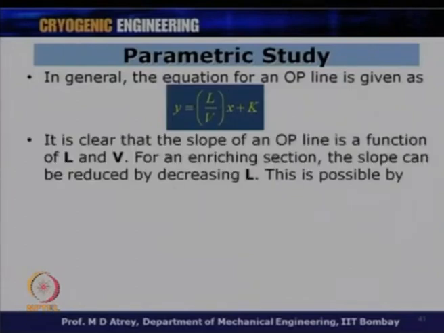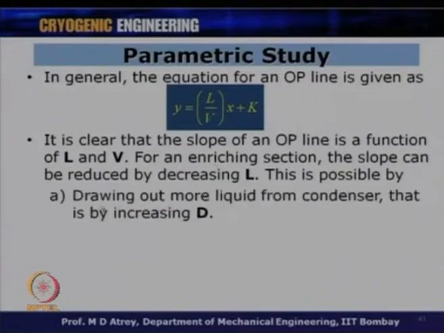It is clear that the slope of an operating line is a function of L and V. For an enriching section, the slope can be reduced. So, if I want to change the slope, I can change it by changing either L or V. For the enriching section, what we have is a condenser. This condenser will decide, depending on the available cooling effect or depending on the value of D, because D is the number of moles in the condensate taken out. So, how do I change the value of L? The slope can be reduced by decreasing L. This is possible by drawing out more liquid from the condenser, that is, increasing D.